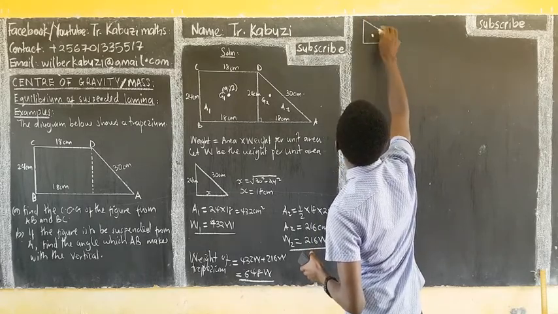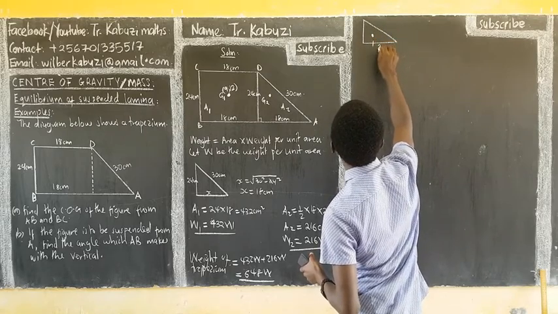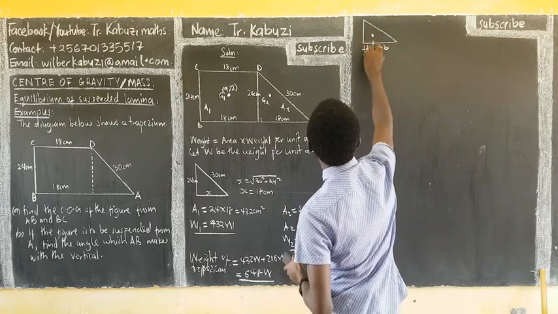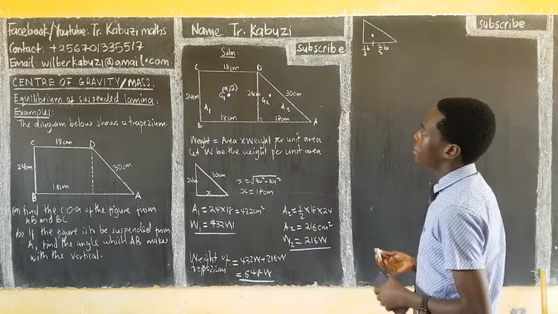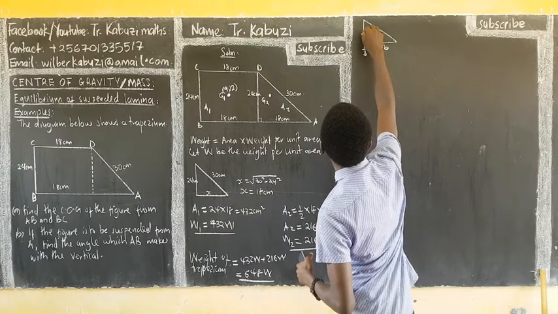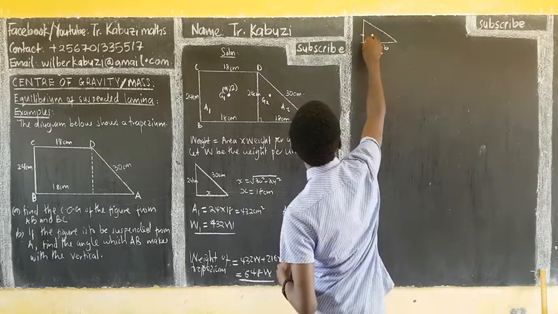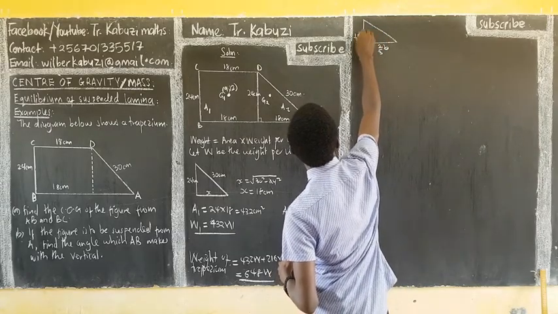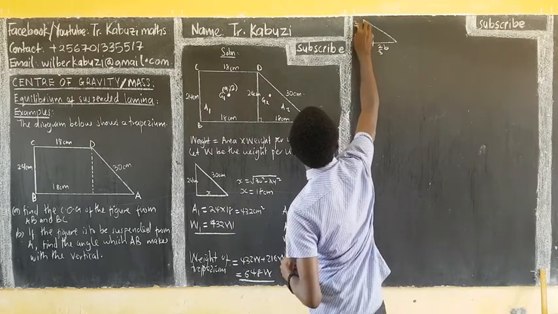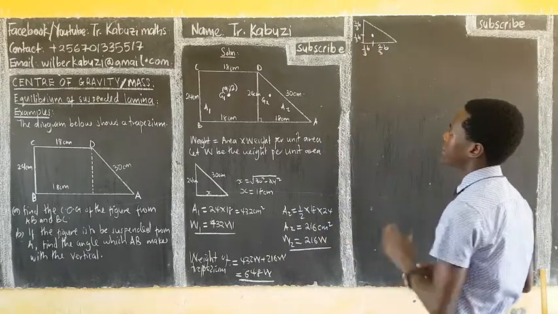If this is my center of gravity, so always from here up to here, we are always getting 2/3 of the base, and from here up to here is always a third of the base. As simple as that. Then from here up to here, this one is always a third h. Then this one is 2/3 h from here up to here. So that's how much we are going to use to get the D2.